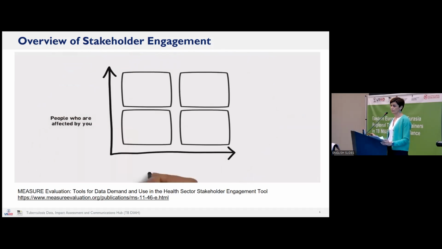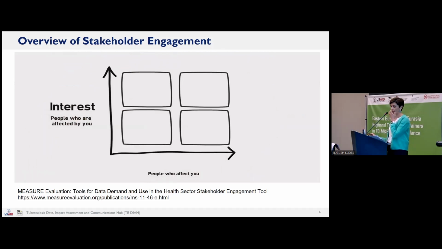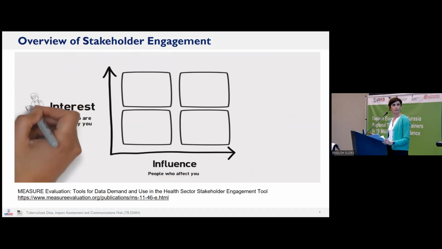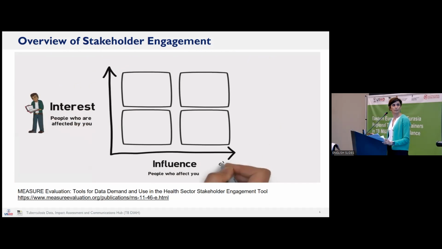Now, we look at the stakeholders in relation to their level of interest and their level of influence. Interest refers to people who are going to be affected by you, and influence refers to people who are going to affect you, and of course those people who have a bi-directional relationship with you. Depending on where people fall within these four quadrants will depend on what you do with them.